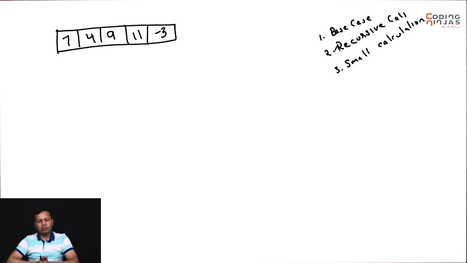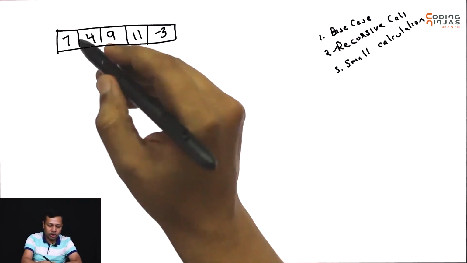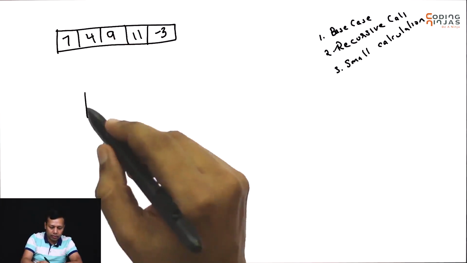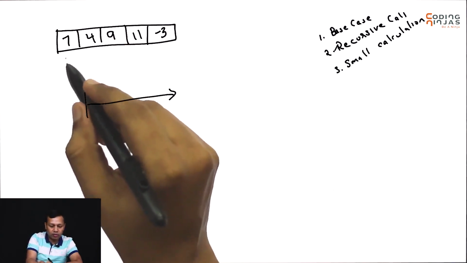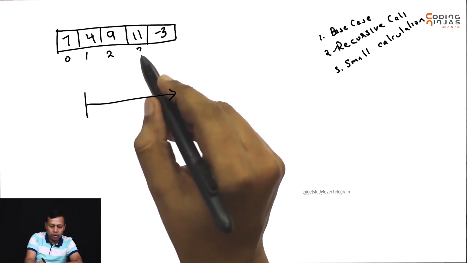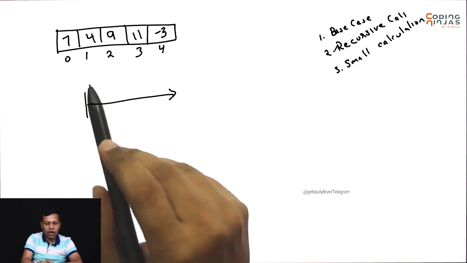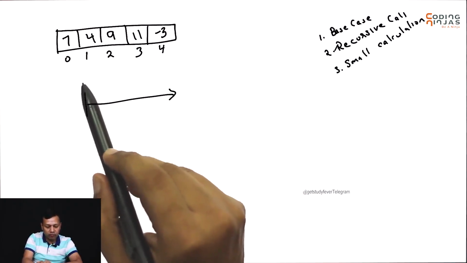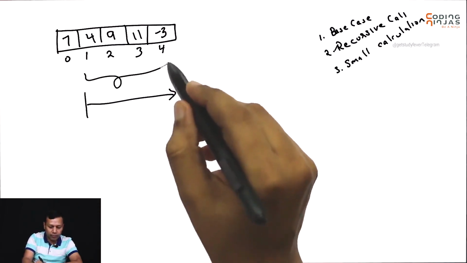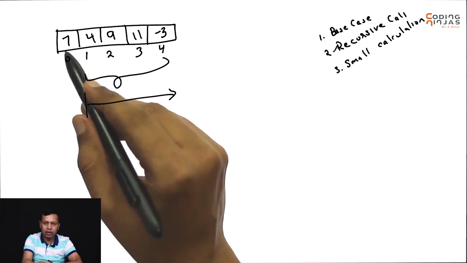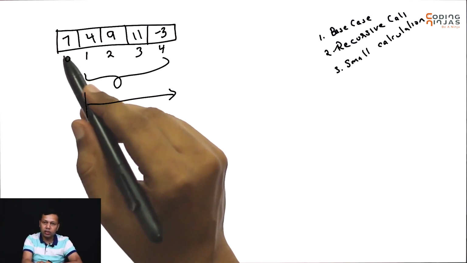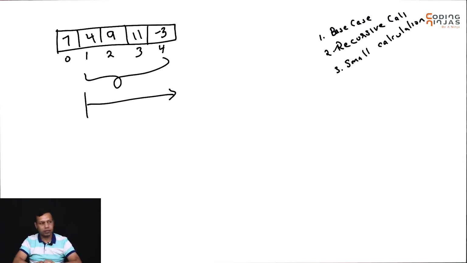One simple consideration can be wherein we call recursion on this part, starting from index 1. Assuming the indices start from 0, 1, 2, 3 and 4, we will ask recursion to calculate the sum of this part of the array. And once we get our answer, we simply add the number present at the 0th index and return that answer. Alright, so this should be a simple problem.